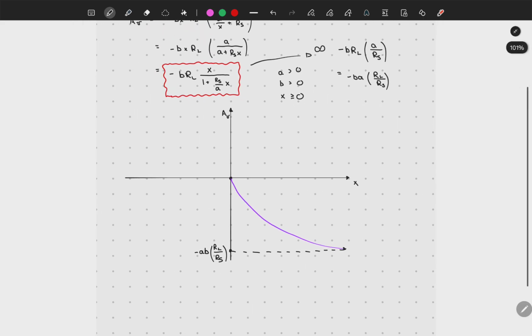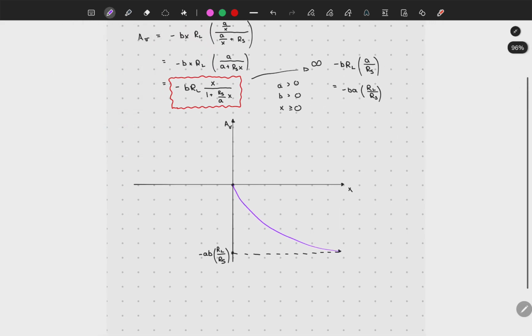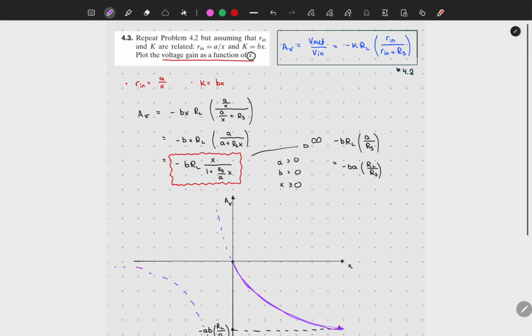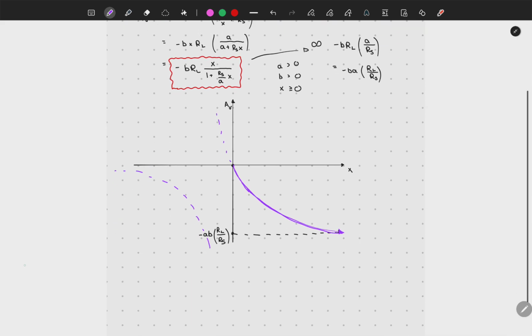And that is what the plot would look like. If we continue this plot, it would just look something like this. But the purple is the real part that we actually care about. And that is the voltage gain plot as a function of X.